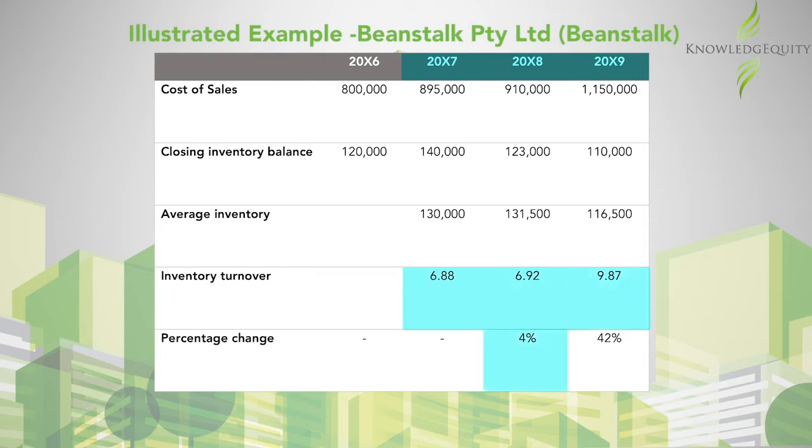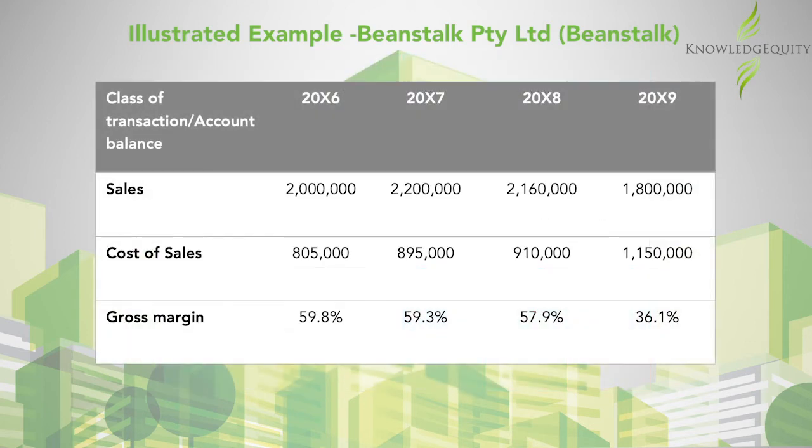It can be noted that the inventory turnover in the years 20X7 and 20X8 is fairly consistent, but this ratio increases by 42% in the current year. Jill has determined that this increase is significant and warrants further investigation. To investigate the anomaly, Jill compares the sales to cost of sales as indicated below.